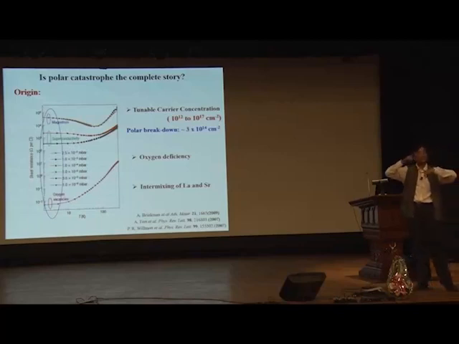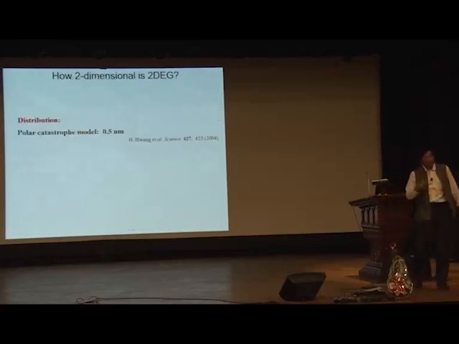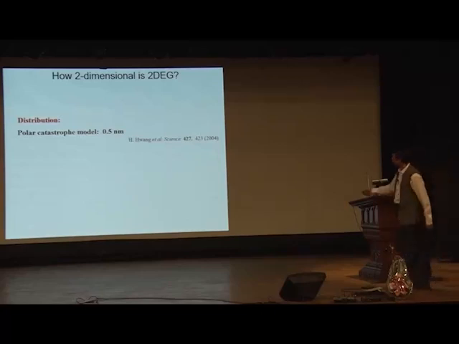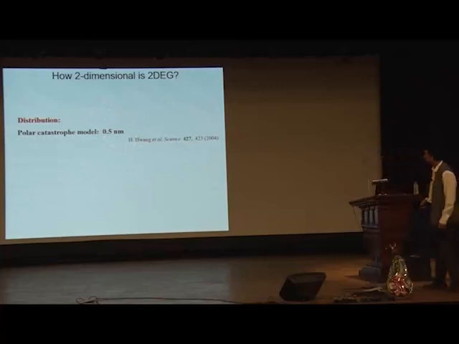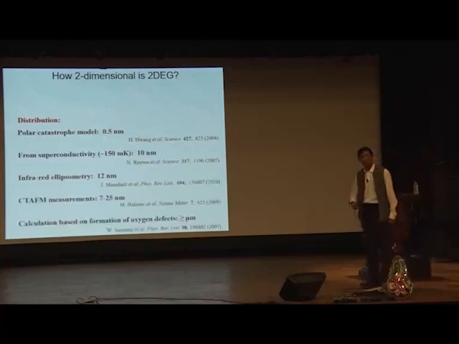So that itself, this intermixing, can also give rise to a metallic state. Does that happen? People have tried to measure the thickness of this two-dimensional electron gas. Remember, if the polar catastrophe picture is to be right, then we have exactly one monolayer of this two-dimensional gas, one unit cell thickness. The polar catastrophe model would presuppose a thickness of about 0.5 nanometer, whereas what you find from various measurements is actually several tens of nanometers.